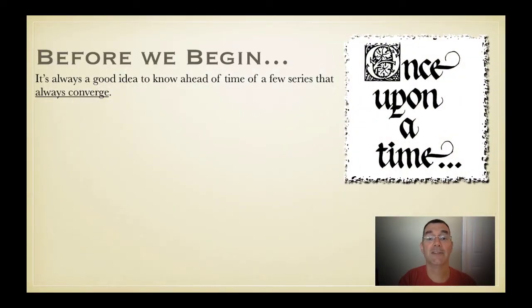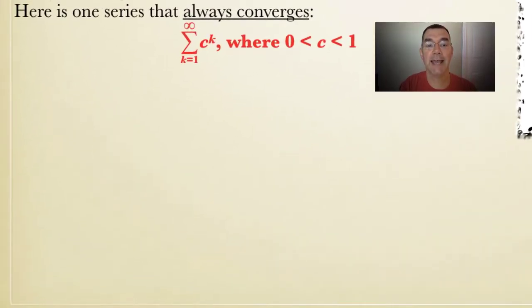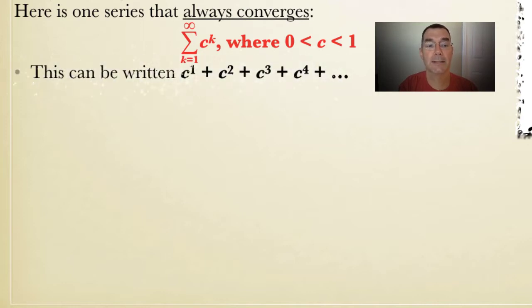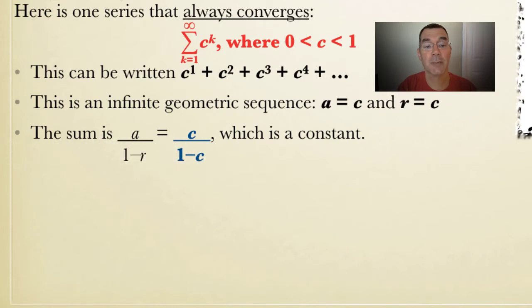It's a good idea to know ahead of time a few series that will always converge. Here's one series. If I have a constant c to the k from 1 to infinity, that converges as long as that constant is somewhere between 0 and 1. All right, so c to the 1 plus c to the 2. That is an infinite geometric sequence, and if you treat it like an infinite series, then you can let a equal c and r equal c, and so the sum of that is c over 1 minus c, just using that formula that we've used before. So that series does converge.